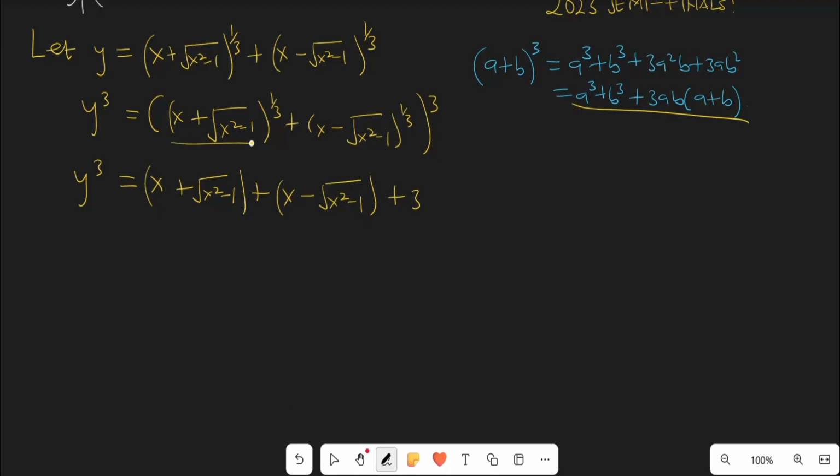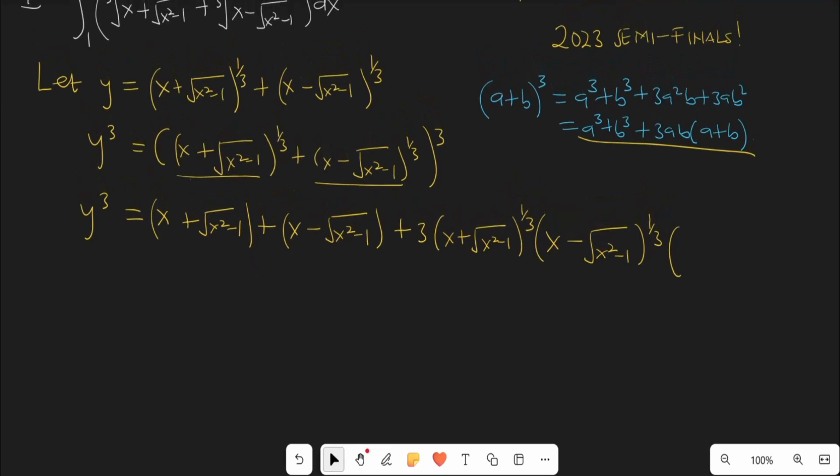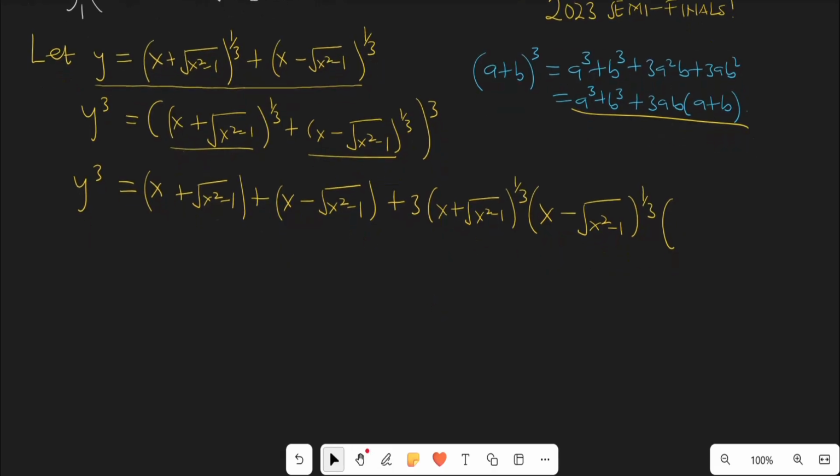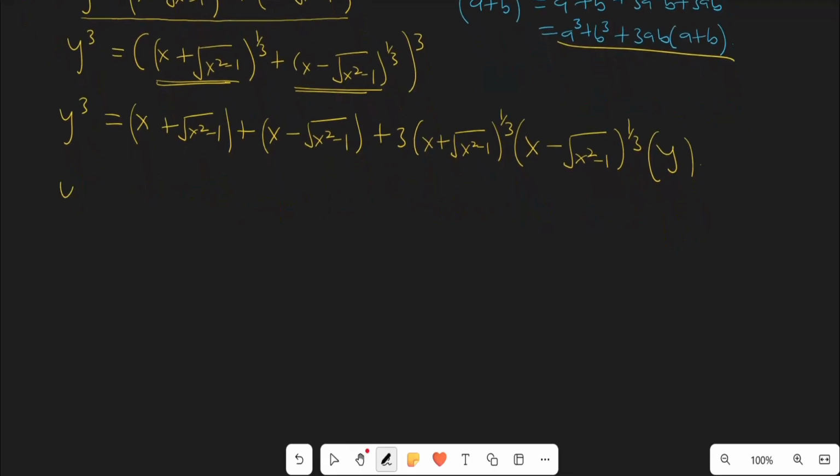So what is a? This is a, which is (x plus the square root of x squared minus 1) raised to the power 1/3, times b. And what is b? (x minus the square root of x squared minus 1) raised to the power 1/3, into (a plus b). But the sum of a plus b is y, from our integrand. Instead of writing a plus b, I'm just going to write y here. So y cubed is going to be this guy, and this guy cancels.